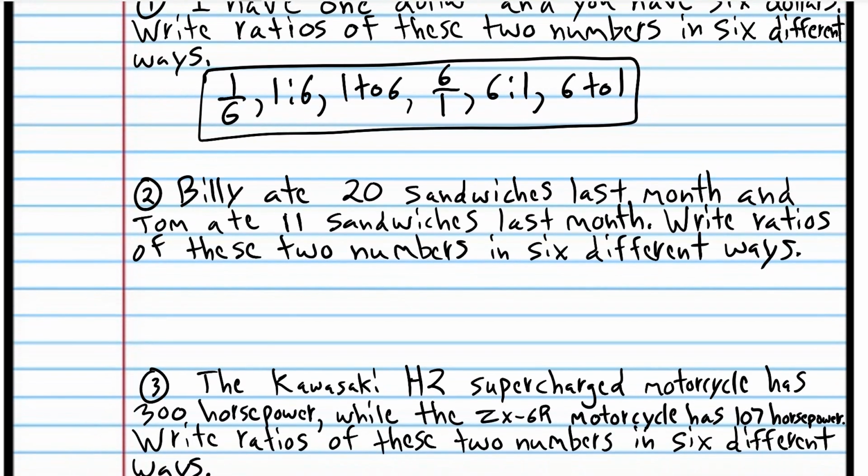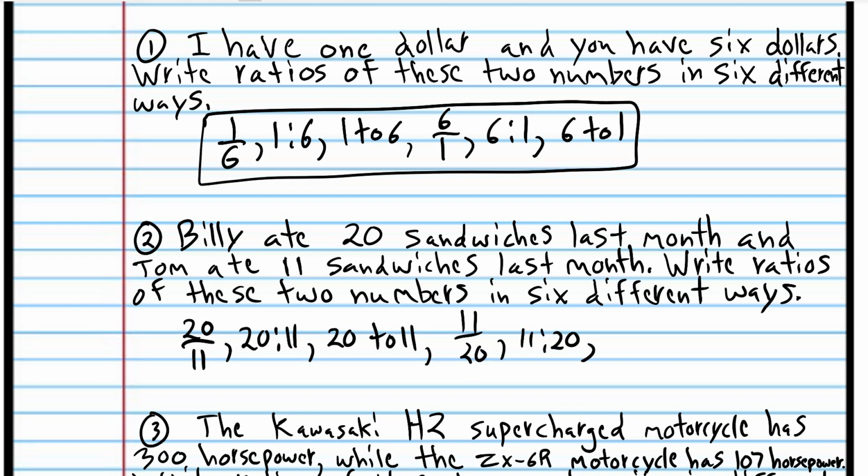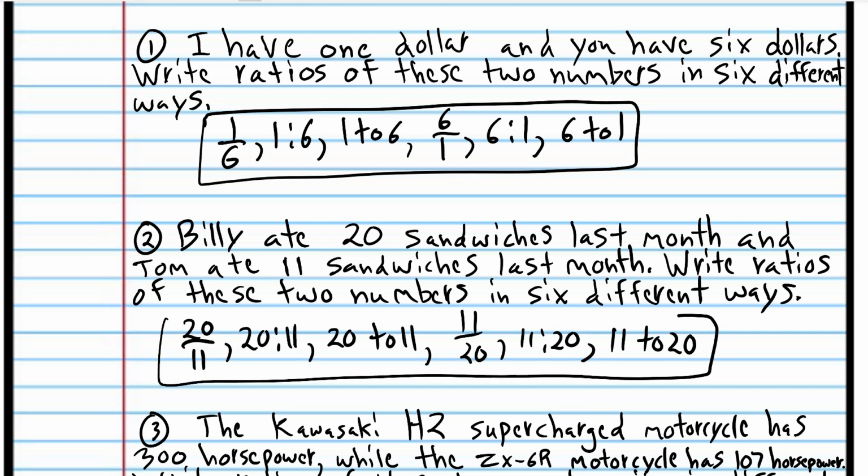All right. Now, why don't you try number 2, and when you come back, we'll do it together. All right, we're back. So we can write it as 20 over 11. We can write it with a colon. We can write it with the word "to," or we can switch the numbers and write the same 3 forms. So if you got those as your answers, good job.